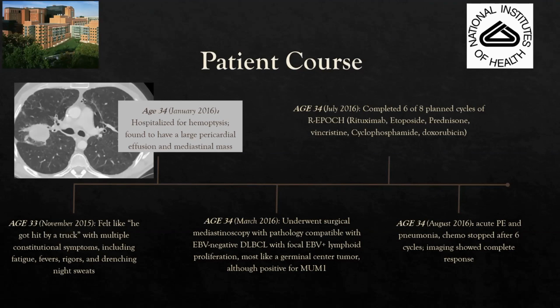And in 2015, he felt like he was hit by a truck, had fevers and other constitutional symptoms, developed hemoptysis, and on imaging was found to have a large mediastinal mass. He underwent biopsy of the mass and was diagnosed with an EBV-negative diffuse large B-cell lymphoma, although it was a bit unusual with some focal EBV-positive lymphoid proliferations. He was started on standard therapy with R-EPOCH, was slated to get 8 cycles of chemo with curative intent, but developed a pulmonary embolus and pneumonia and actually lost his health insurance after 6 cycles. But imaging showed a complete response, and so they stopped at that point.